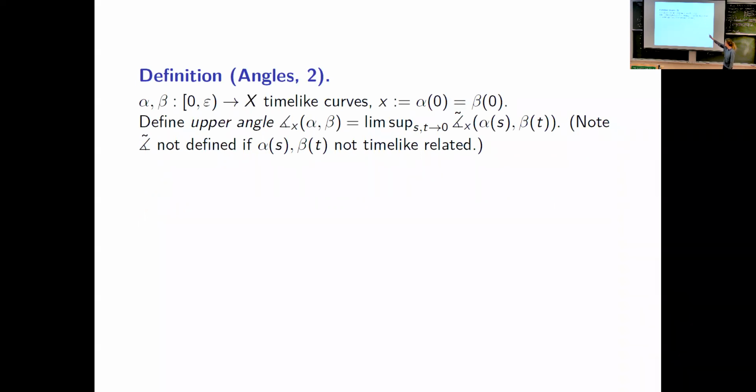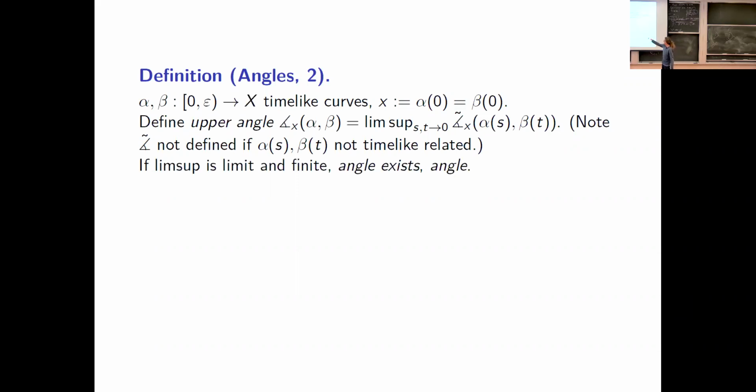Okay, real angles. That's now not for three points. We now have two curves. We pick points here, then this will form a triangle, take the comparison angle, and then take the limit as these points go in. When choosing these two points, one has to take care that they are time-like related. Otherwise, this triangle is not time-like and we cannot form comparison triangles. We take the limsup, then we call it the upper angle. If the limsup is a limit and exists, we call that an angle. So you're always taking it to 0. I always take it to flat.